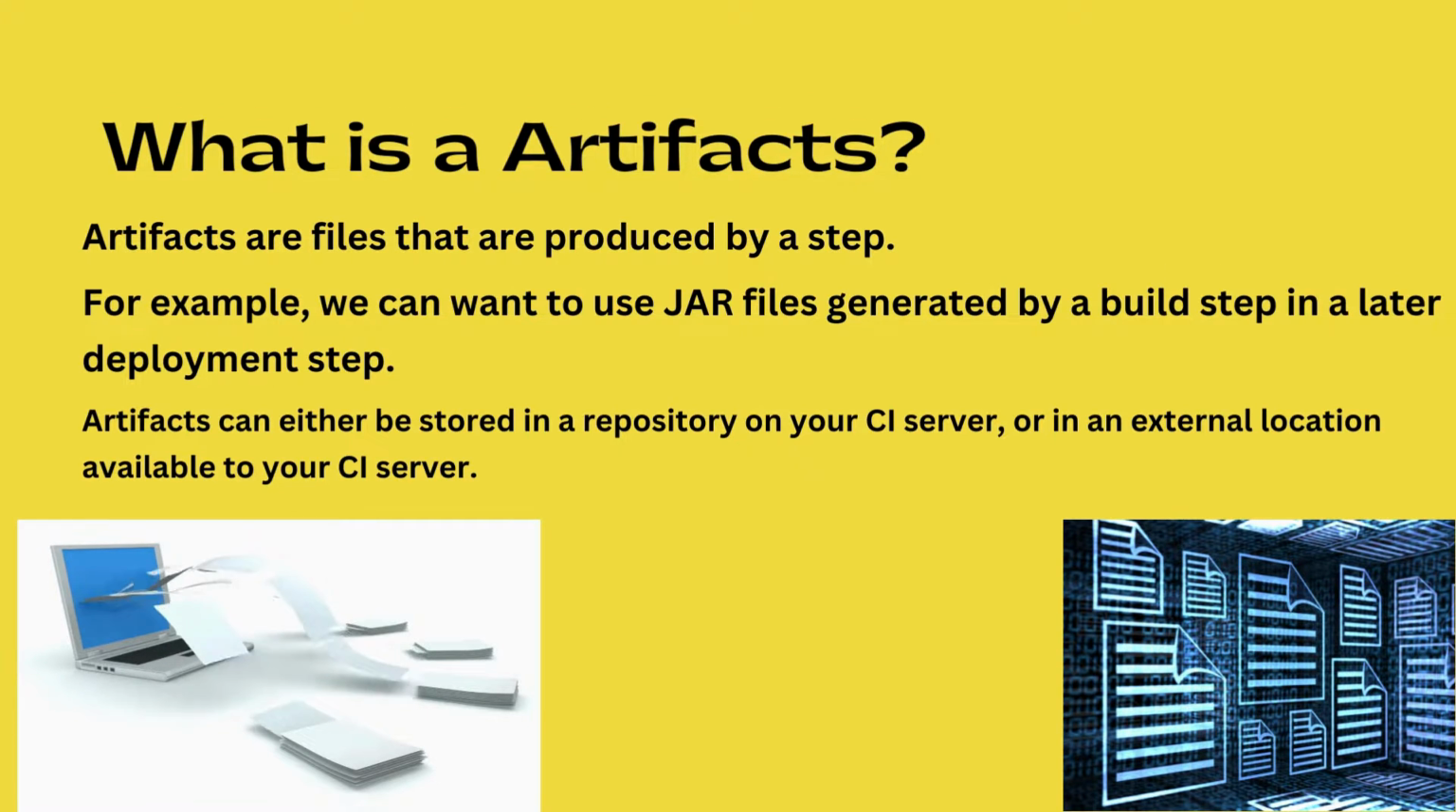Artifacts can be stored either in the repository in our CI server, the continuous integration server, or in an external location available to the CI server. So we have two options where we can store the artifact. At first we can store it at the CI server itself, and second is an external location. Like on GitHub, if you want to store the artifact, you can store it over there, or if you want to store it at Azure DevOps Repos, you can store the artifact over there.